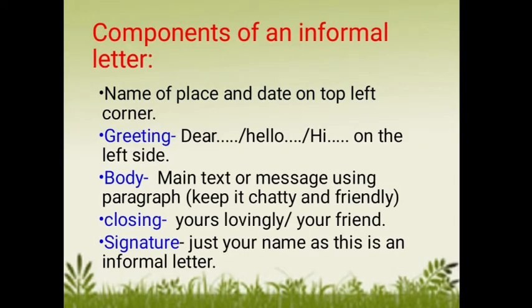Now, let's see what the components of an informal letter are. What are the things that we should take care of when writing an informal letter? The first thing you should take care of is to write the name of the place and date on the top left corner. When we take a paper, the first thing we write is the place and date on the top left side of the paper. Okay. Next one that we want to write is greetings.